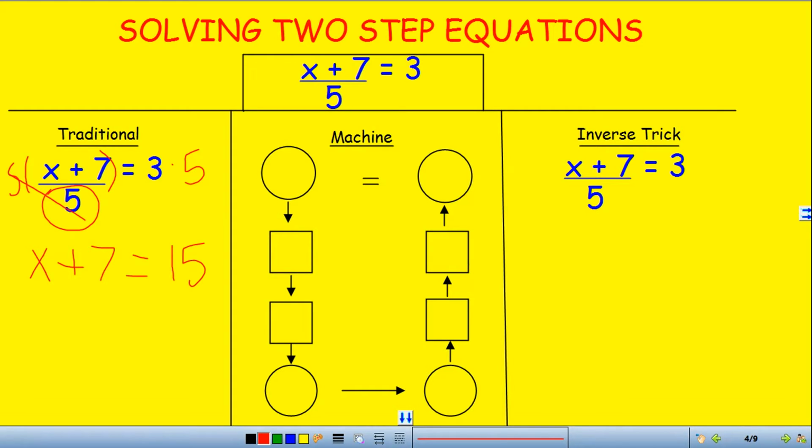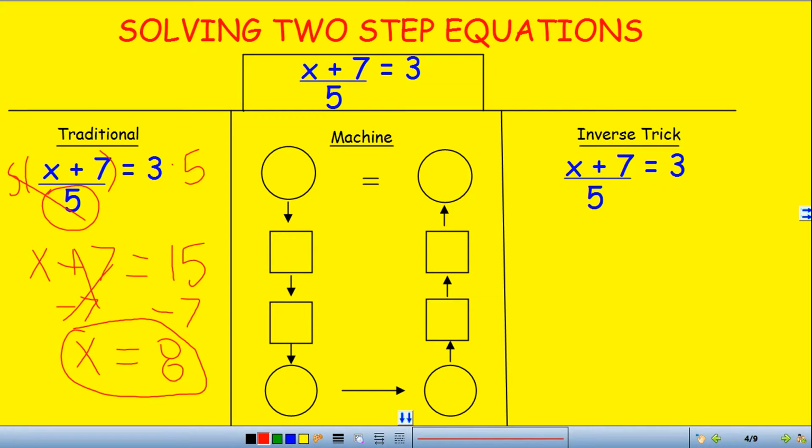Now, I'm going to have to get rid of my plus 7. So I'll do the inverse, which is subtract 7 from the left side. And what I do to the left, I have to do to the right side of the equation. That cancels out my 7. I'm left with x equals 8. So my final answer is x equals 8.